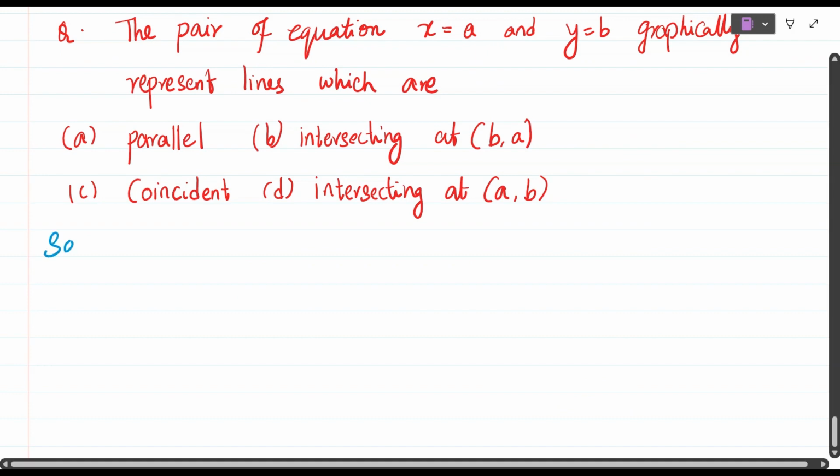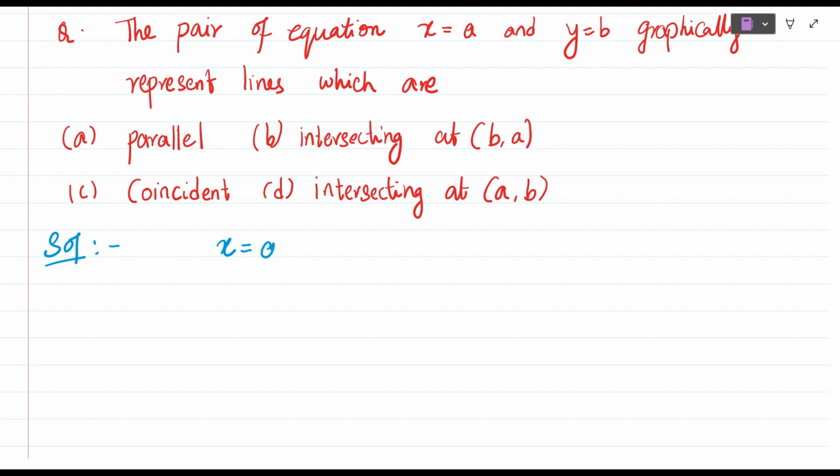Students, the next question is the pair of equations. The equations are x is equal to a and y is equal to b. Graphically, they represent lines which are... Okay. So for these two equations, which type of lines are they asking about? Parallel, coincident, intersecting at b comma a, or intersecting at a comma b. So let us draw the Cartesian plane or graph, x-axis and y-axis, students. This is the x-axis and this is the y-axis. Clear? So the value of x is equal to a, so let us take it as a here, and this is b here.